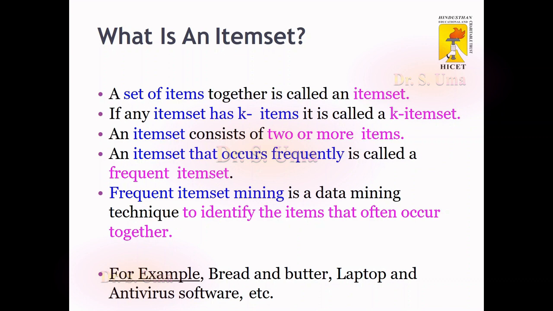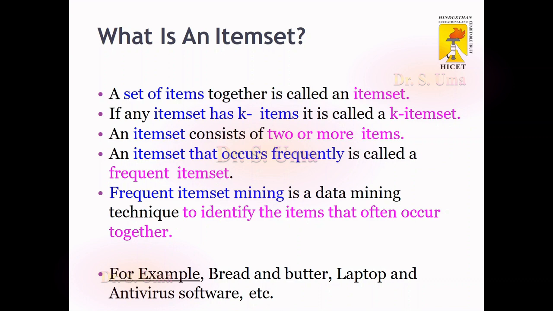Now let us discuss the basics of the Apriori algorithm. What is an item set? A list of items together is called an item set. If the list has k items in the set, it is called a k-item set. An item set can consist of two or more items, and if it occurs more frequently, we call it a frequent item set.